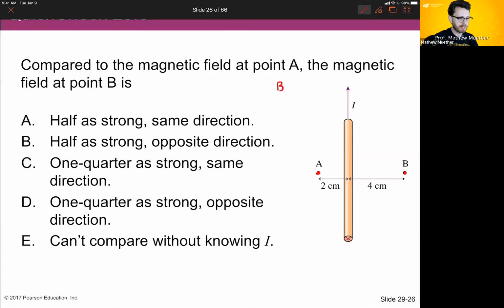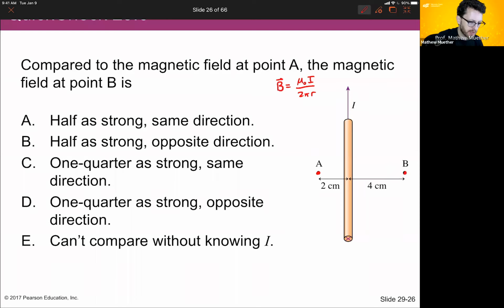Remember, we just saw the magnetic field for a current carrying wire. It's equal to mu naught I over 2 pi r. Most of you are selecting B here. Let's see if that's the case.